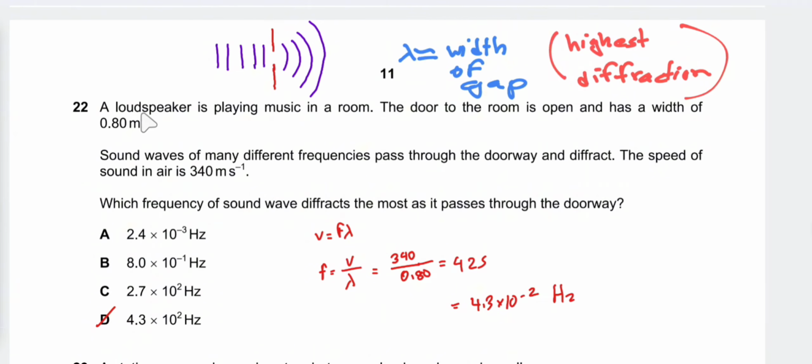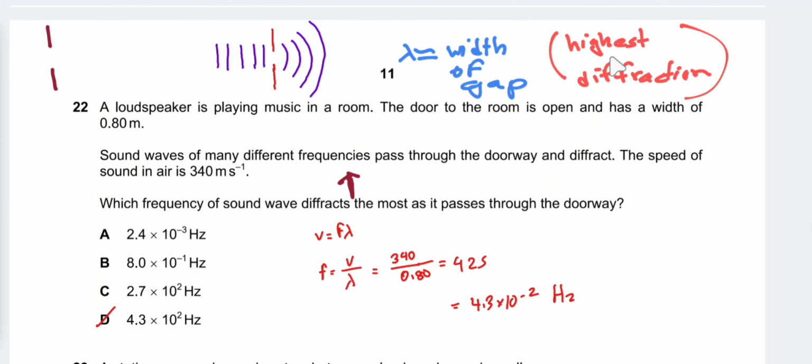A loudspeaker is playing music in a room. The door to the room is open and has a width of 0.80 meter. So suppose this is the door and it has a width of 0.80 meter. Sound waves of many different frequencies pass through the doorway and diffract. The speed of sound in air is 340 meter per second. Which frequency of sound wave diffracts the most as it passes through the doorway? Diffracts the most means the highest diffraction.